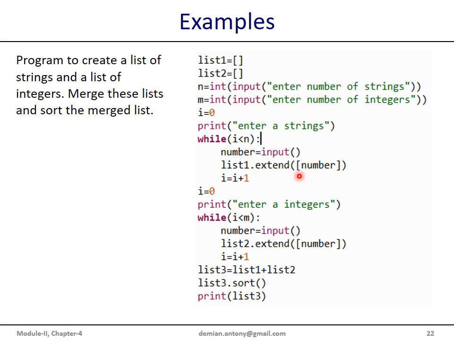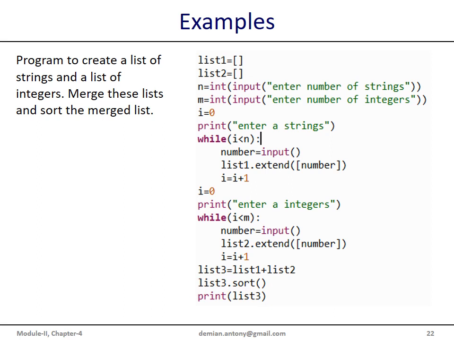Here I am using one more method of a list called extend. In the same way you read the m integers, and append them, or you extend the list by adding the number again in the list format or notation. And finally you concatenate these two lists and then sort.